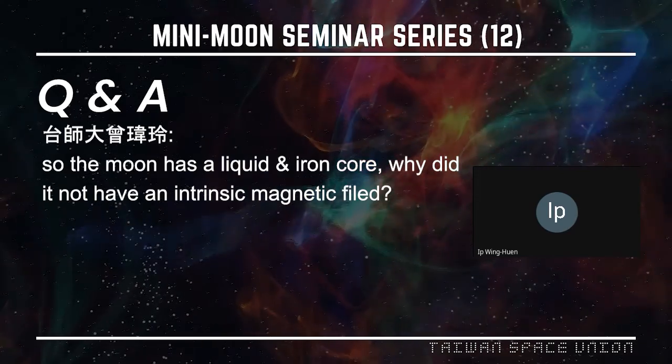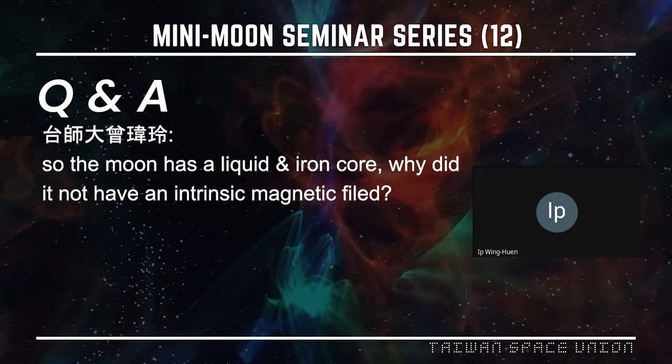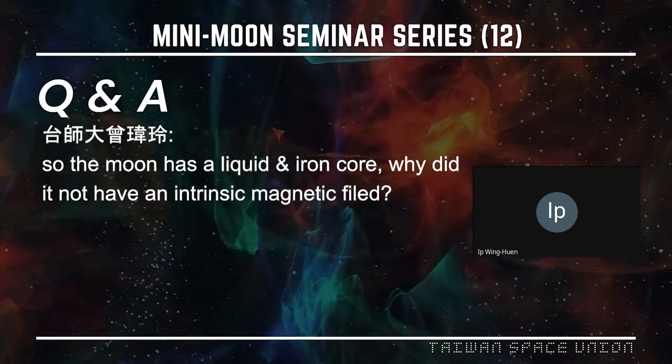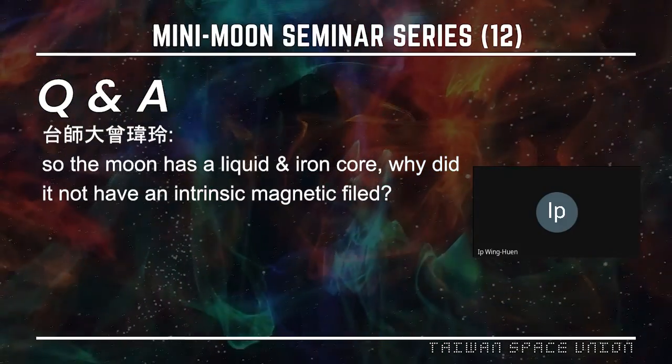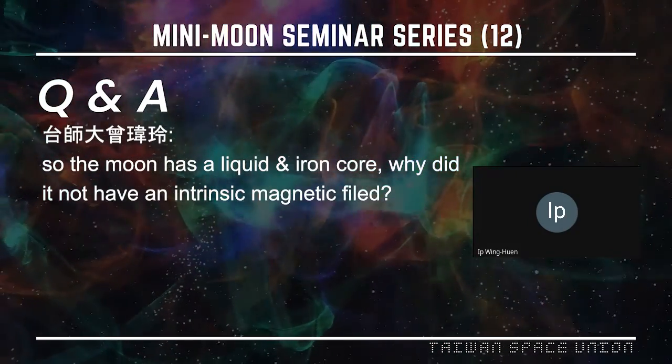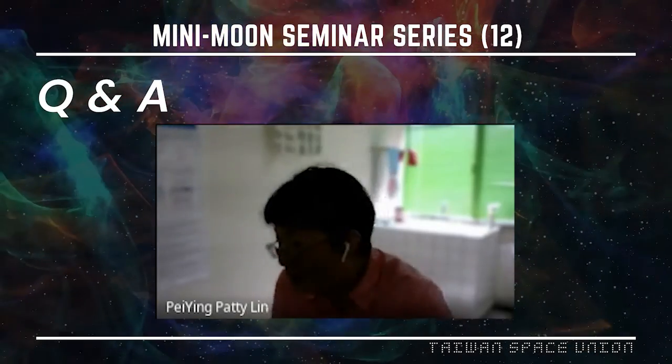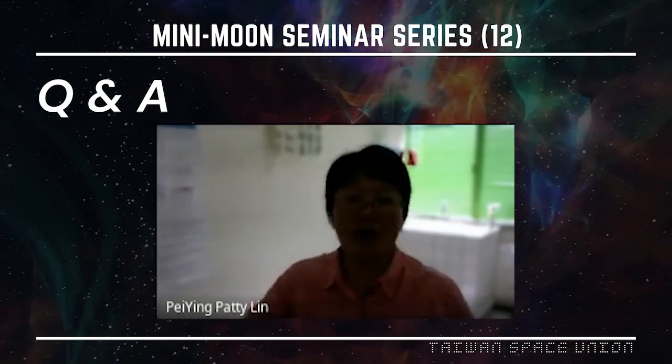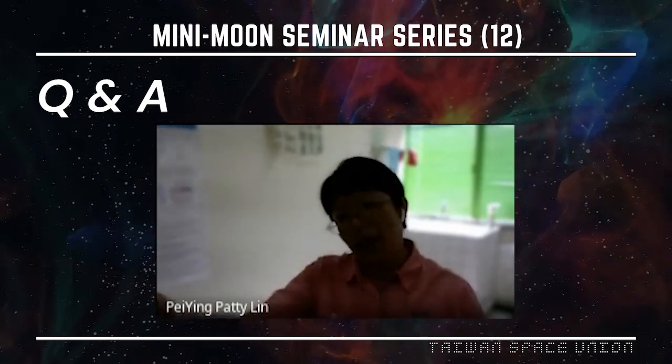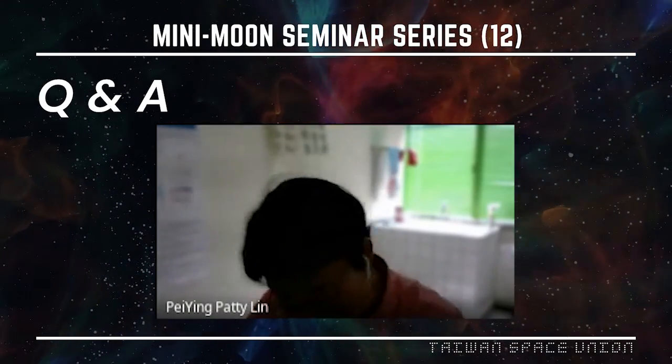Okay, Professor Wendy Jane has the last question. She asked, now that the moon has a liquid core, why doesn't it have a magnetic field? This is a good question. And Mars also has a liquid core, and it had magnetism before.